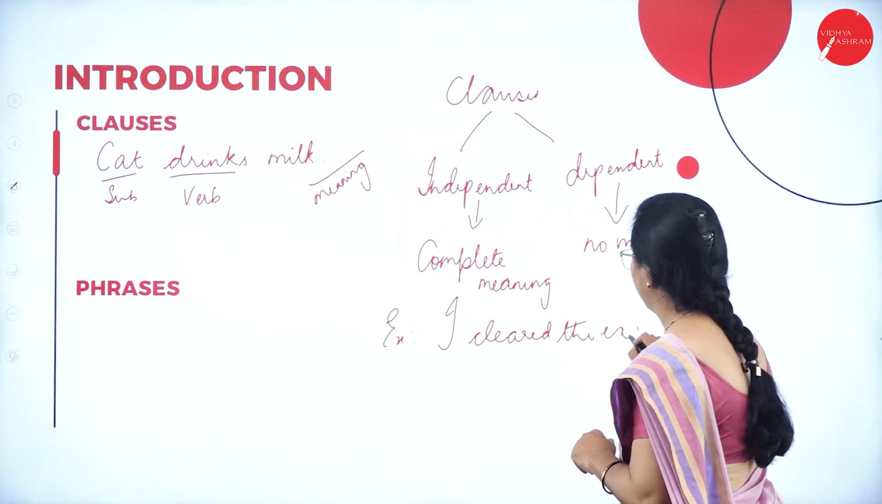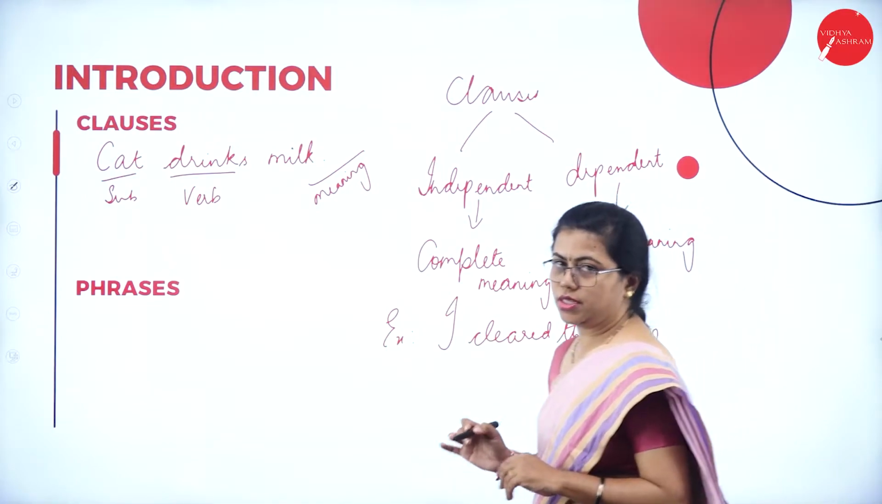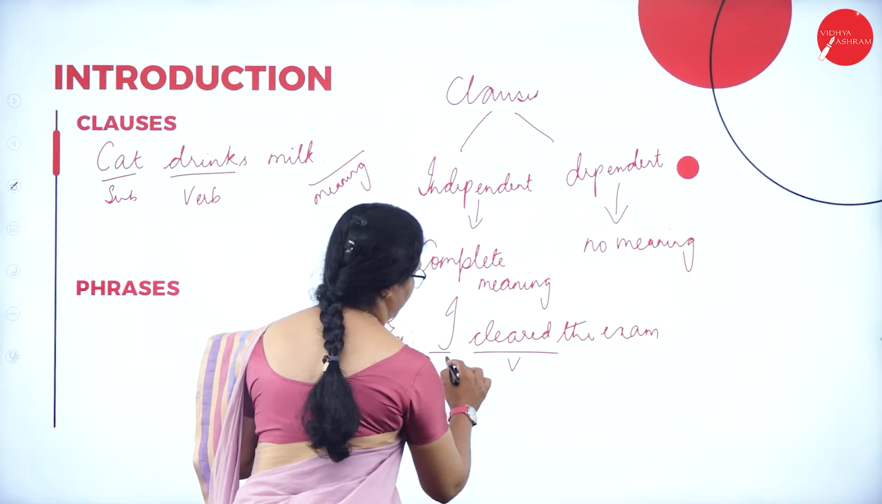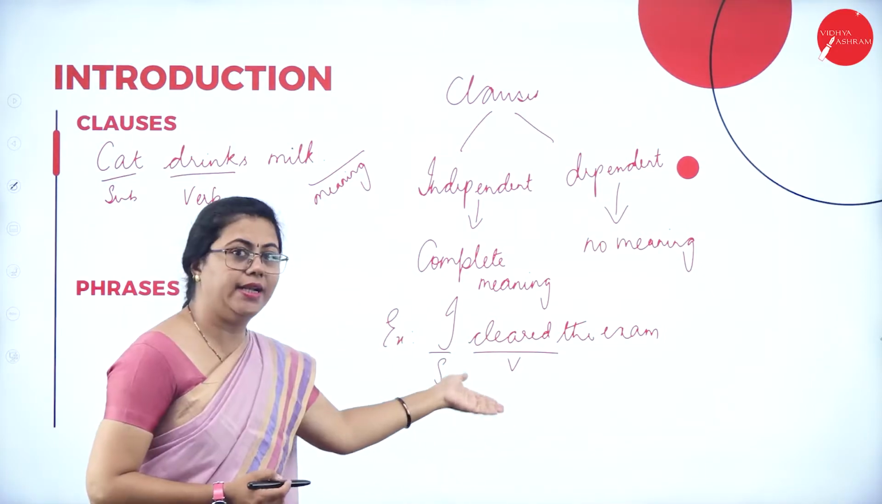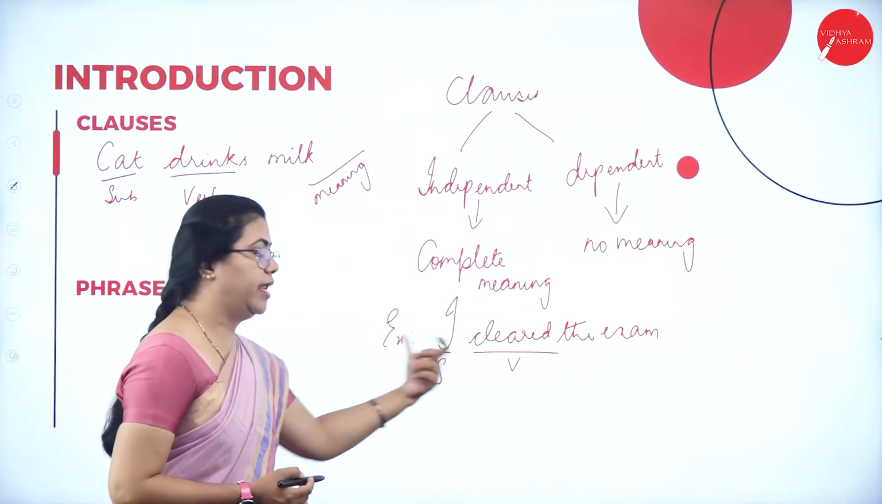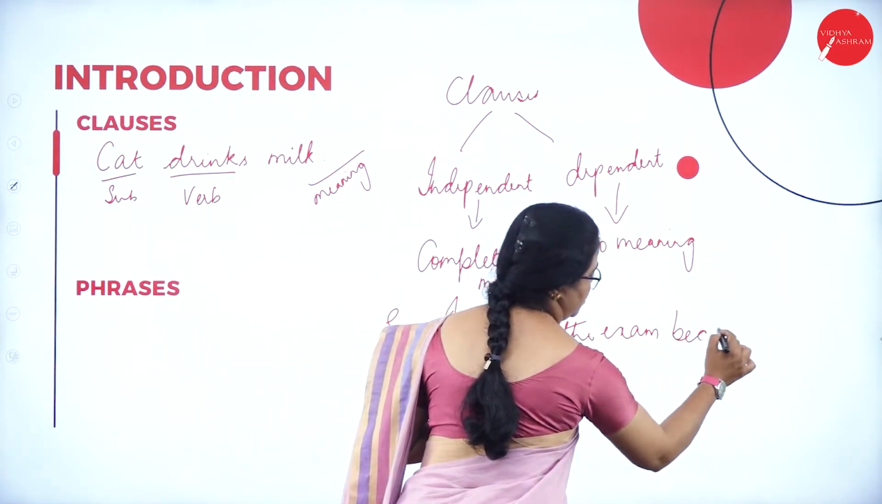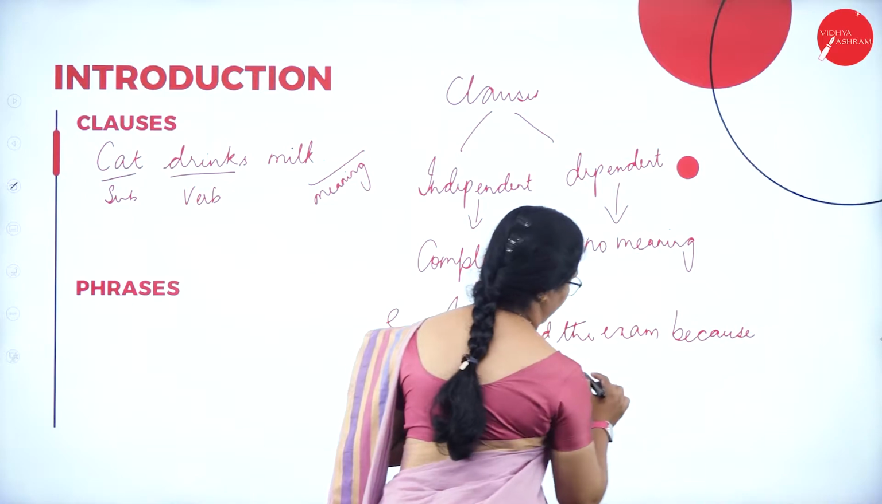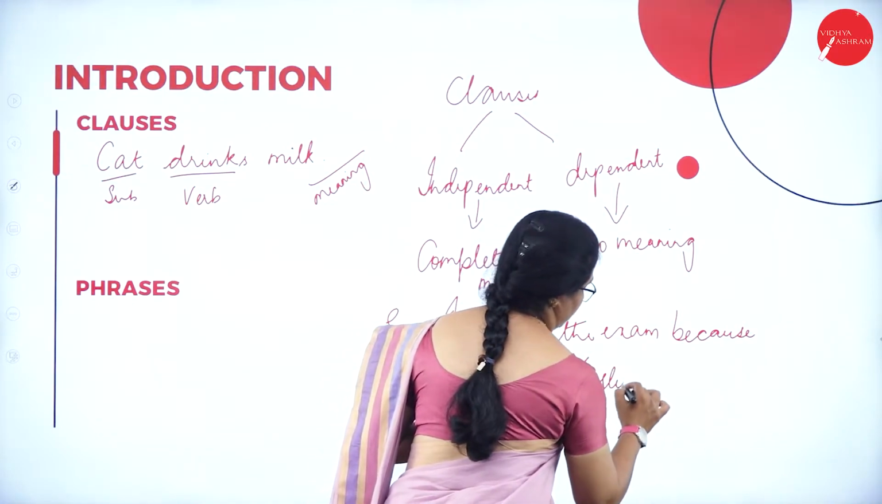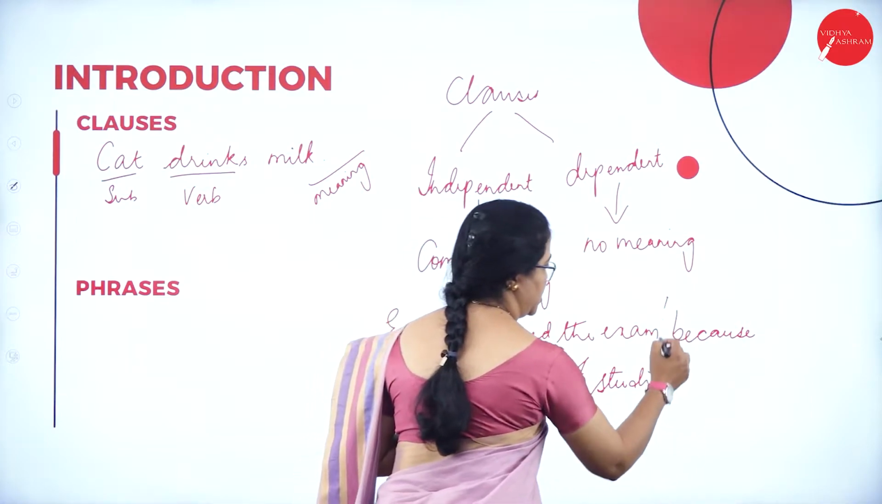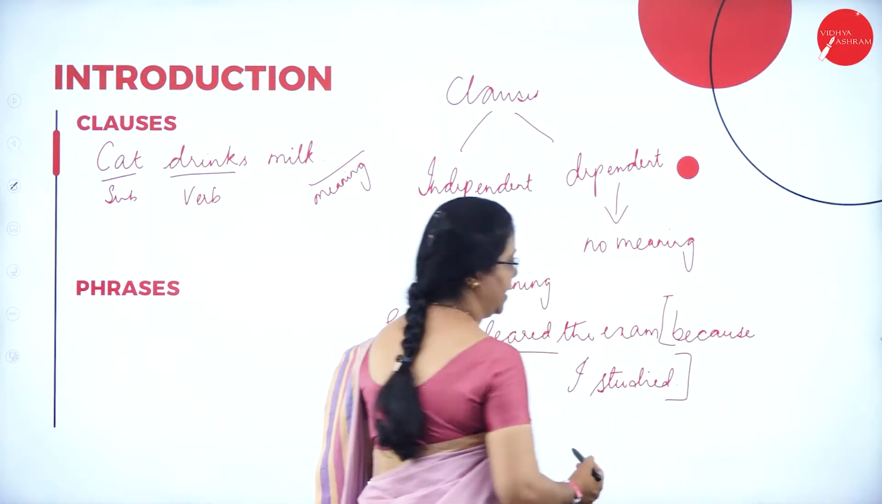So this you can see it is an independent clause. Fine. How do you know it is an independent clause? There is a subject, there is a verb in it. Fine. I am going to add a dependent clause to this which enhances the meaning of the sentence. Because I studied.